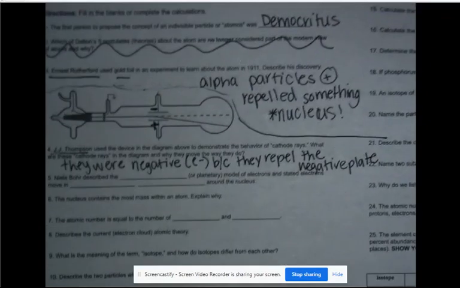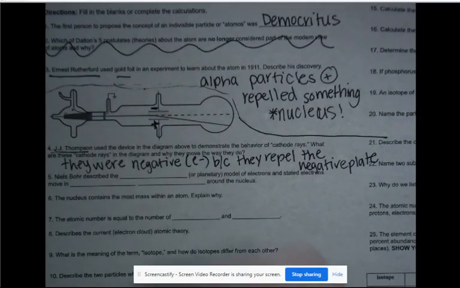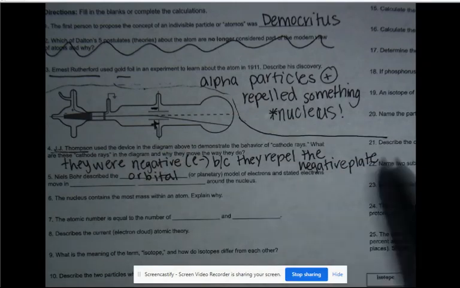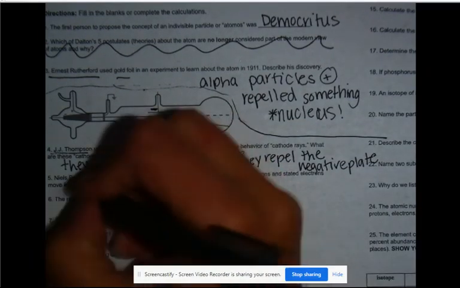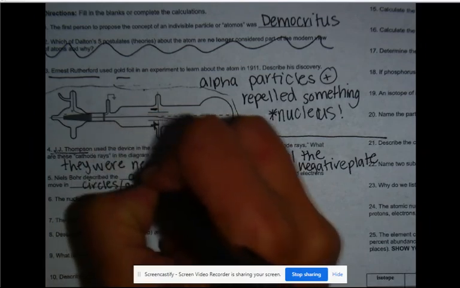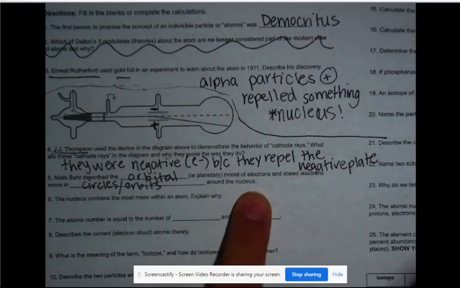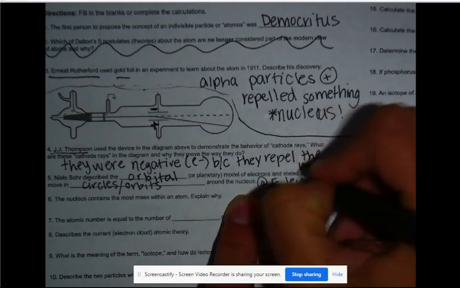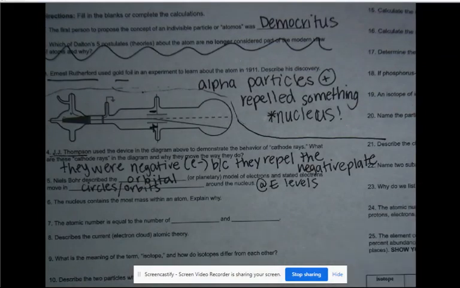All right, number 5. Niels Bohr described the orbital model or the planetary model of electrons and stated that they moved in circles or orbits around the nucleus. And just add in here, at energy levels. So his was very circles, all those circles inside of each other, right? Are there any questions on numbers 1 through 5 so far? We're all good?